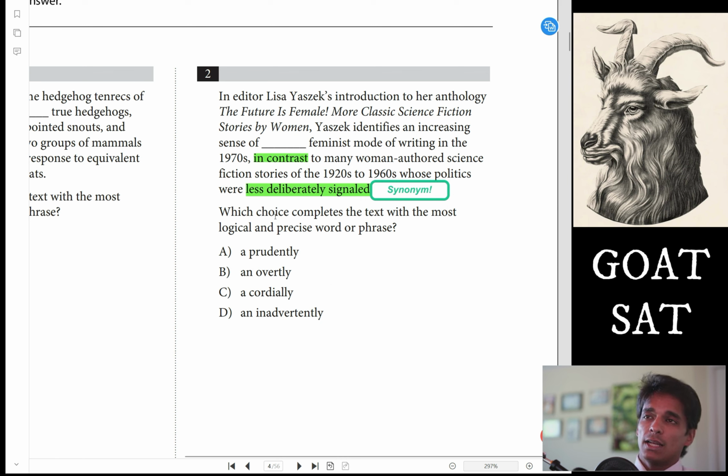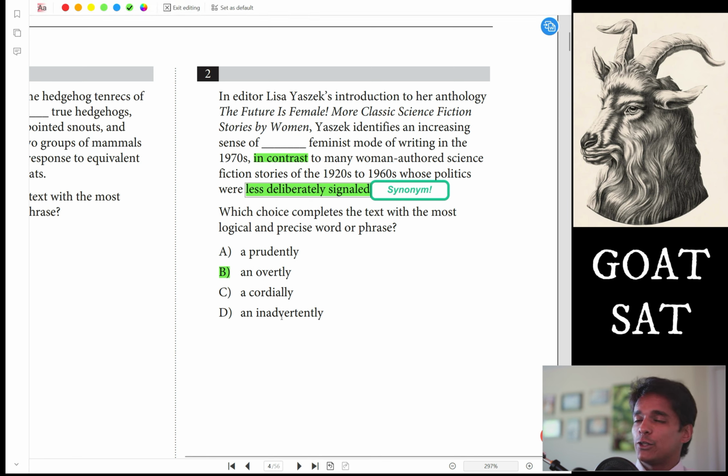And it'll help. Let's say you don't know what overtly means. If you know prudently means very carefully, very properly, that doesn't really fit. Cordially is very formally. That doesn't really fit either. And inadvertently is literally the opposite meaning of deliberate. So if you misread this sentence and miss the double negative here, the in contrast and the less, then you might pick inadvertently. So be careful on that, but the answer is B, overtly. All right, moving along.